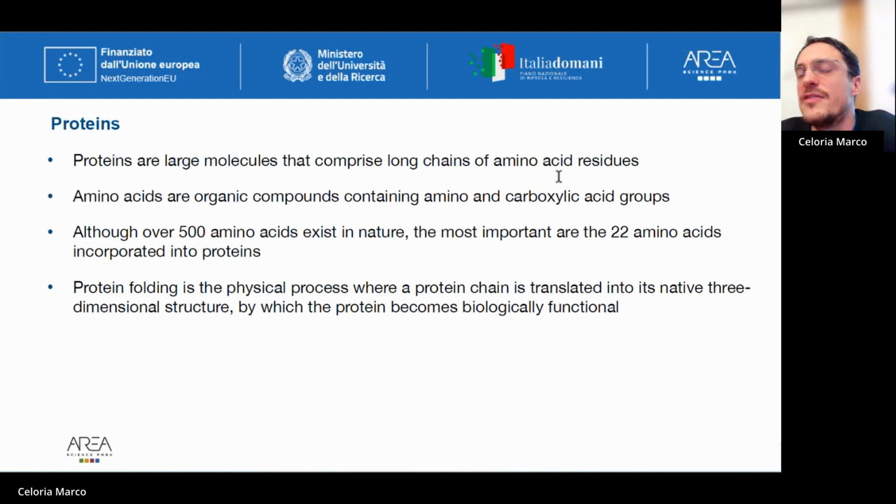Fortunately for us, although there are over 500 amino acids in nature, only 20 are the ones that are relevant for biophysical applications because they are incorporated into proteins. This is quite good because we have a kind of alphabet, so we have 20 tokens, 20 letters, from which we can build a language model and use the same tools as we would do for natural language processing.